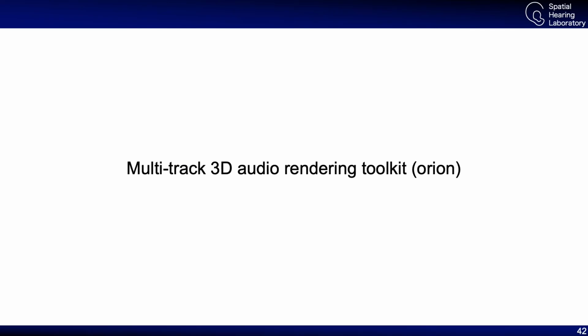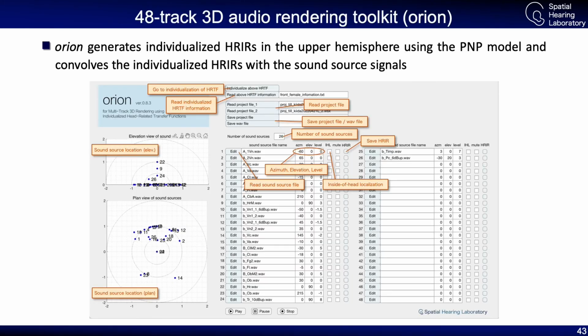We have developed the Orion 48-track 3D audio rendering toolkit using MATLAB. The Orion generates individualized HRTFs in arbitrary directions in the upper hemisphere using the PNP HRTF model and convolves the individualized HRTFs with the sound source signal.